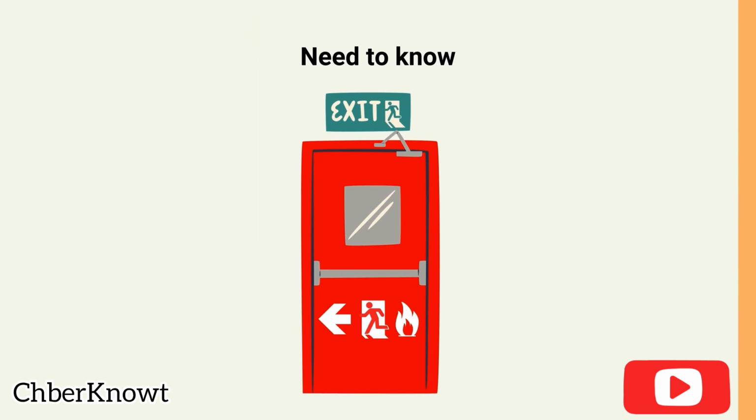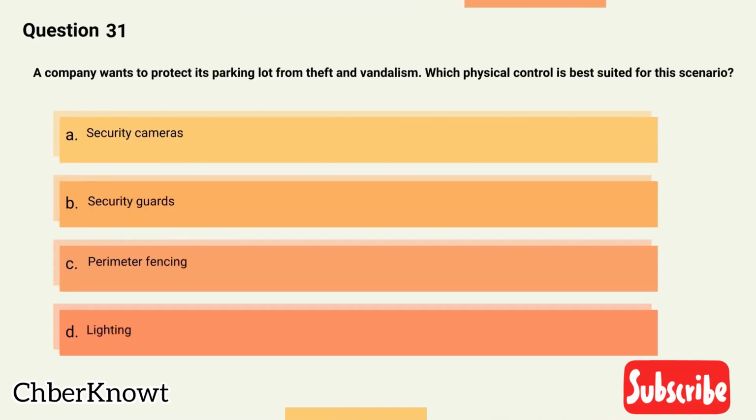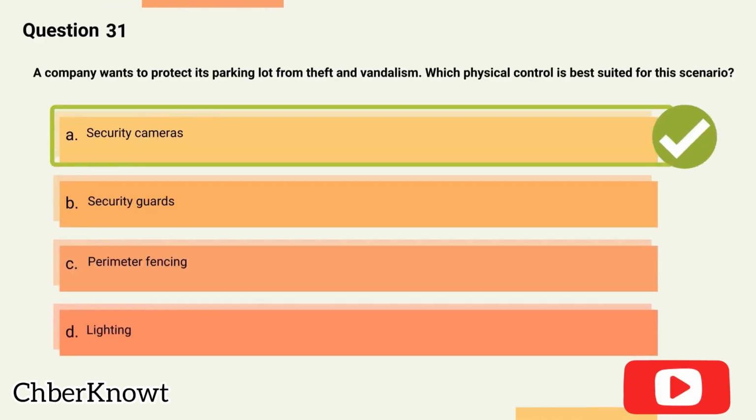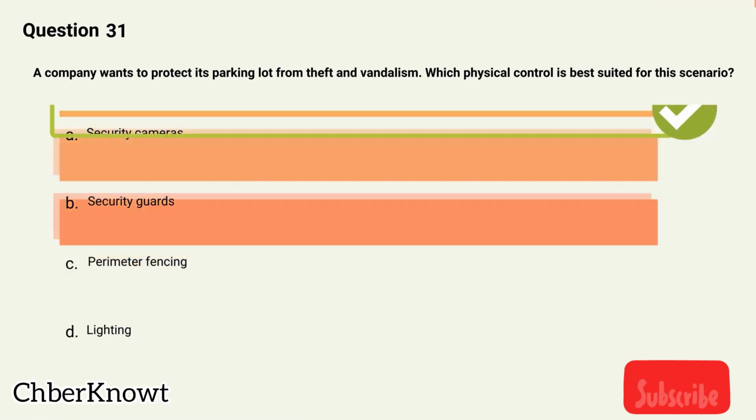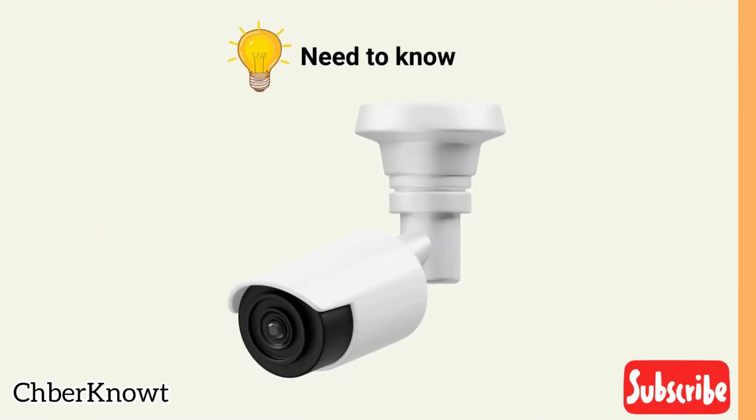Question 31. A company wants to protect its parking lot from theft and vandalism. Which physical control is best suited for this scenario? Option A. Security cameras. Option B. Security guards. Option C. Perimeter fencing. Option D. Lighting. The correct answer is Option A. Security cameras. Explanation. Security cameras are best suited for protecting a parking lot from theft and vandalism. They allow for continuous monitoring of the area and can deter criminals from committing crimes.